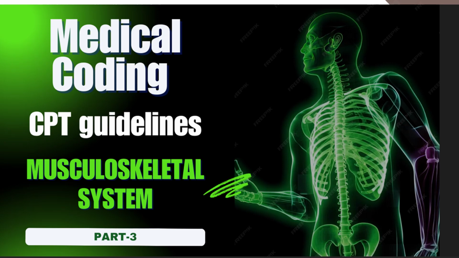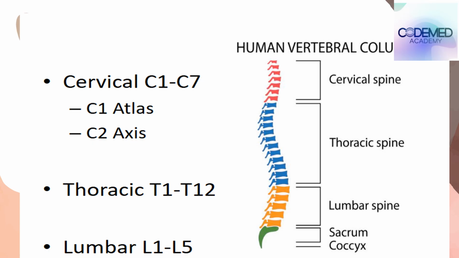This is part 3 of the musculoskeletal system guideline, and in this particular part we are going to learn about the vertebral column surgeries. Very important topic because there are many codes and one must understand them so that your coding will always be correct. So this is the diagrammatic presentation of the vertebral column.